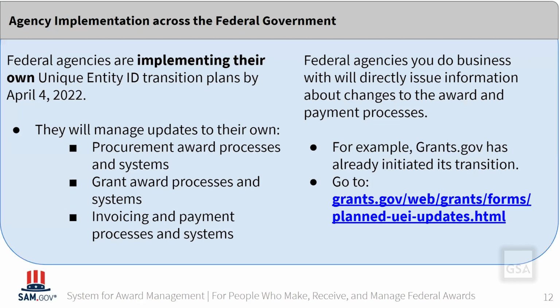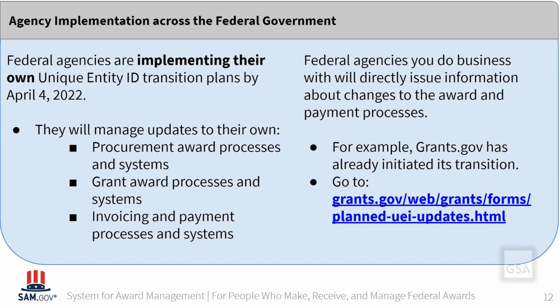As I was saying, this is a federal-wide initiative. Each federal agency is going to have its own implementation plan for getting to the unique entity ID SAM by April 4th. The agencies themselves will be managing their updates on procurement award processes and systems, grant award processes and systems, and invoicing and payment processes and systems. They can tell you specifically how their agency is handling this change and the timelines for those changes.